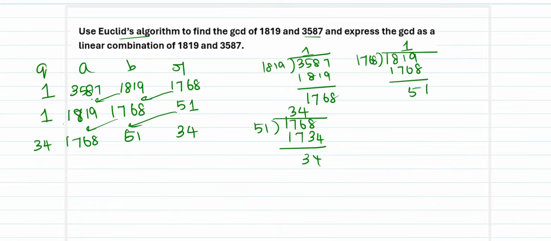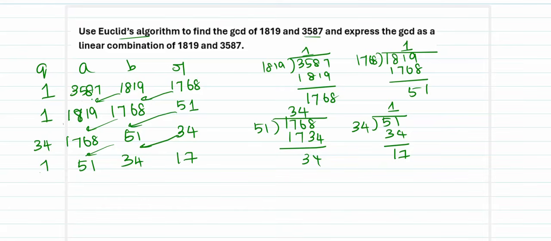Again the remainder is non-zero, so shift your positions of A and B. So 51 enters A, 34 enters B, and now you repeat the process for 51 and 34. 51 is now divided by 34. How many times does it go? It goes one time, 34, and leaves a remainder of 17. So 17 is the remainder, and it goes one time.